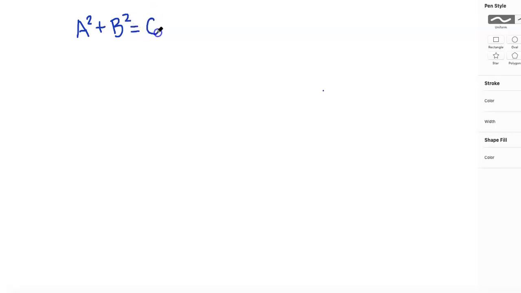Okay, the Pythagorean theorem is all based around triangles. There are three sides to a triangle. You have side A, side B, and C. A and B are called legs. C is called the hypotenuse.